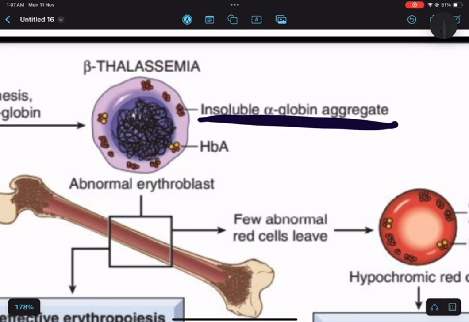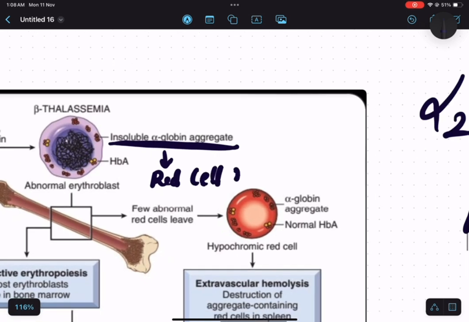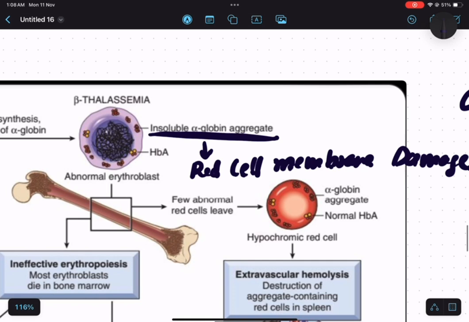Why does this insoluble alpha globin aggregate form? Because of the deficiency of beta globin. Due to this deficiency, the alpha globin is insoluble and forms an aggregate, and it produces red cell membrane damage. So there is defective red cell production, an abnormal red cell production in the bone marrow.